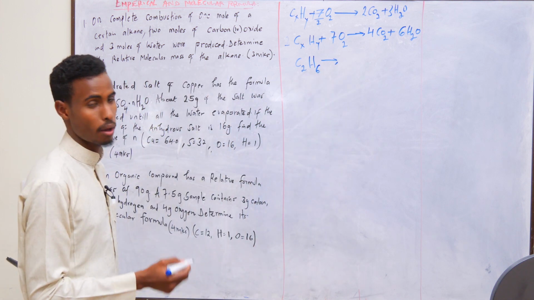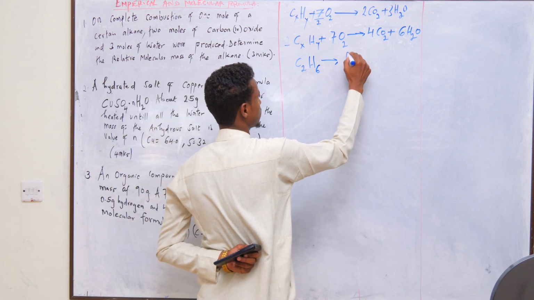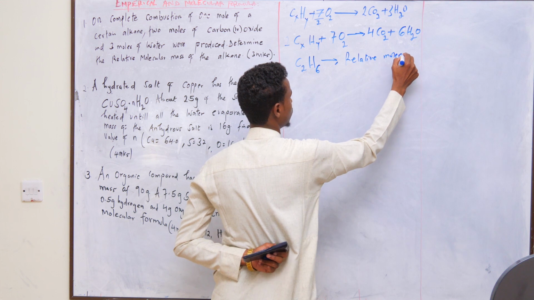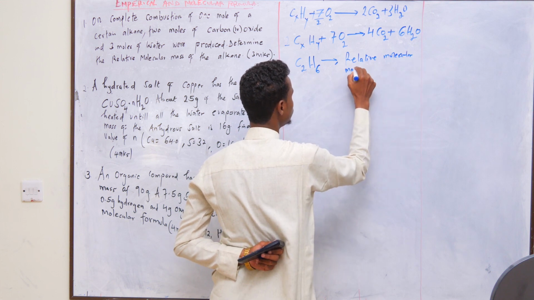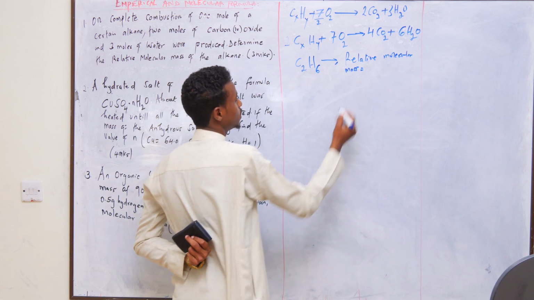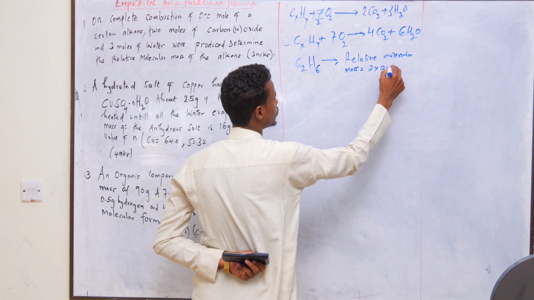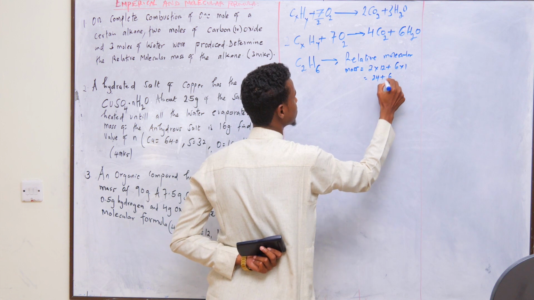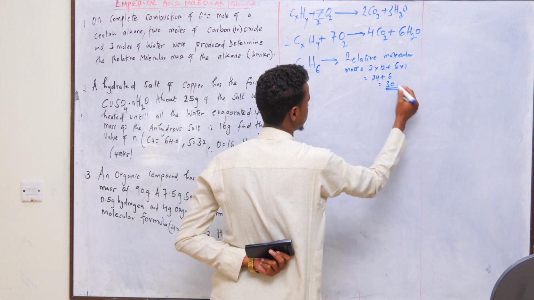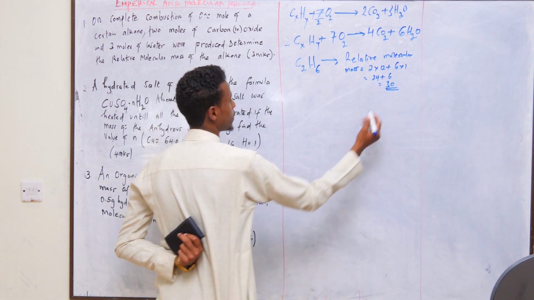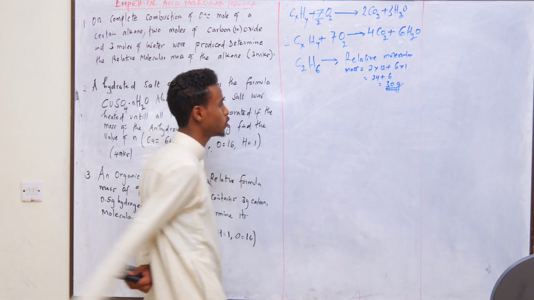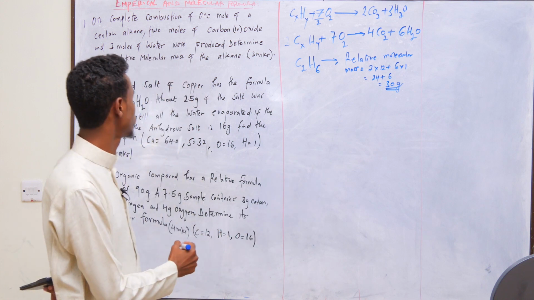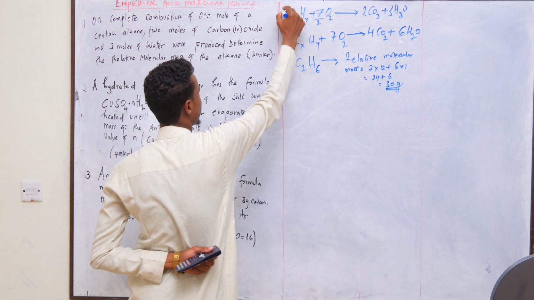What was the question asking? Determine the relative molecular mass. The relative molecular mass will be 2 times 12 plus 6 times 1, which is 24 plus 6, which gives us 30. The relative molecular mass of that alkane is 30. Very good. This is question number 1.